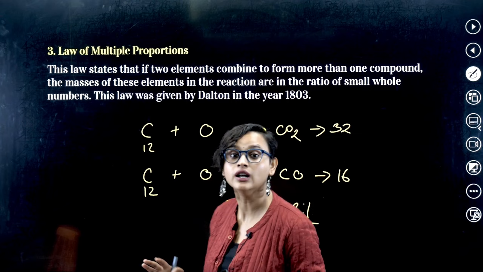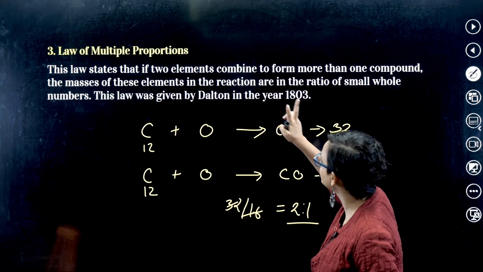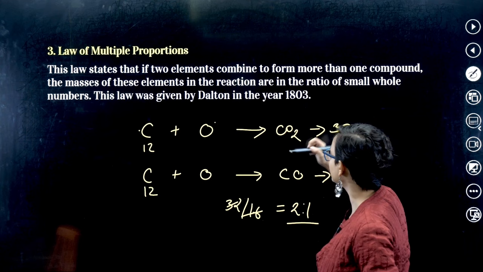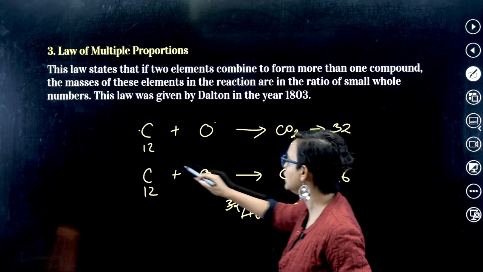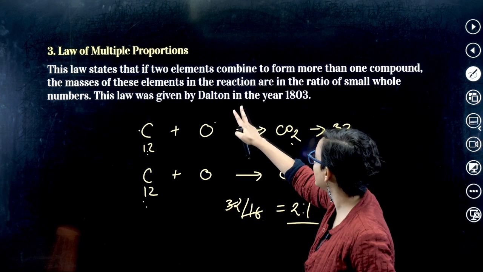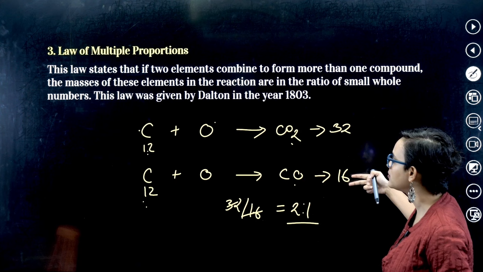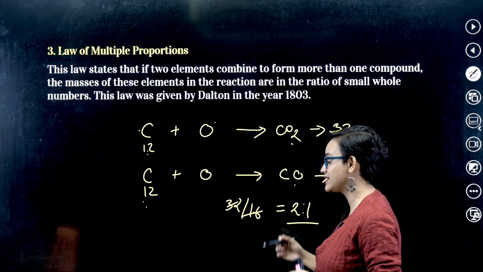Let's read it again. It says that this law states that if two elements, carbon and oxygen, combine to form more than one compound, compound 1, carbon dioxide, compound 2, carbon monoxide, the masses of these elements in the reaction, 12 and 12, see, in both the cases it will be 12, 12, are in the ratio of small whole numbers. Here it is forming 32. Here it is forming 16. So, 32 divided by 16 gives you 2 is to 1. That's it. Simple, easy peasy, great.